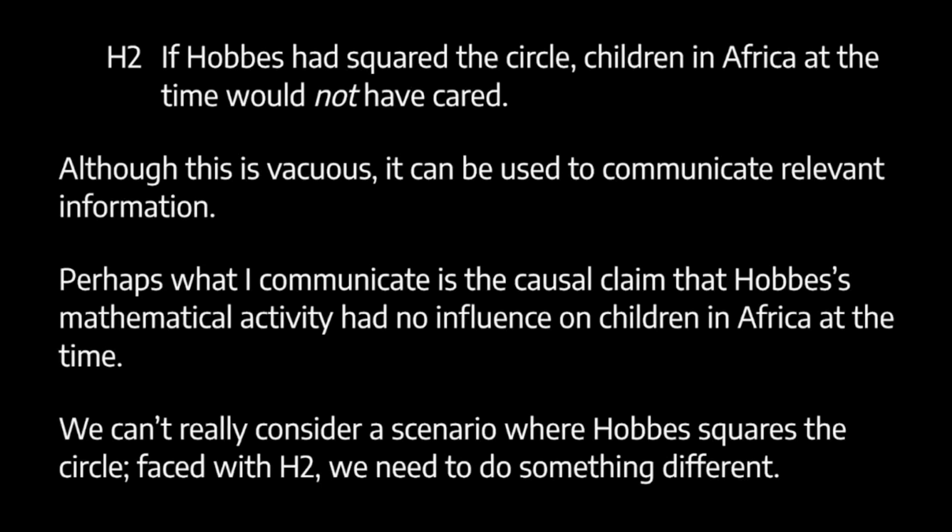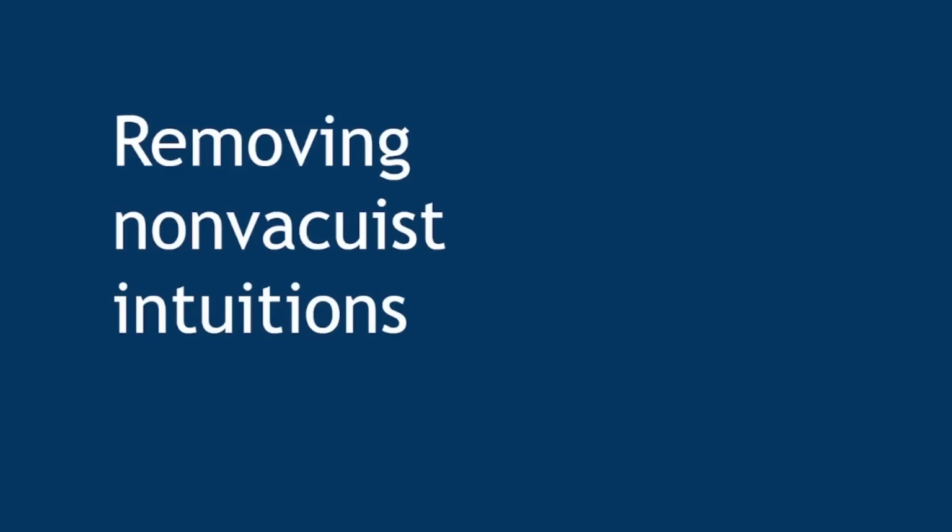When we are presented with this counterpossible, then, we see that we need to do something different, right? Instead, then, we use this counterpossible to communicate something true about our world, say the causal relations between Hobbes's society and African societies. Now, this point brings us to another strategy for the vacuist, which is to question whether our intuitions about these counterpossibles are as they seem, right?